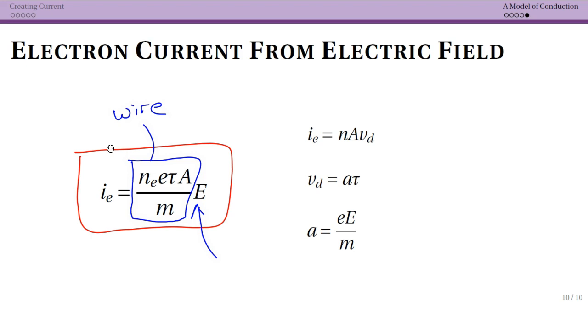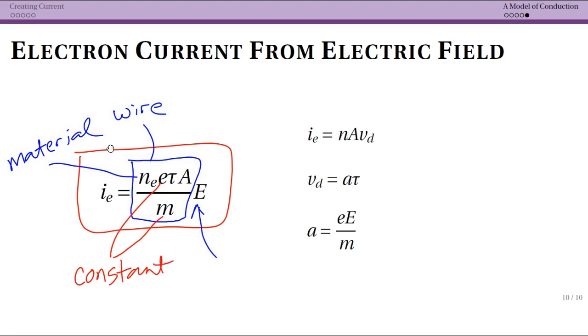This number density of electrons is going to be due to the material. We then have the charge of the electron and the mass of the electron, which are just constants. These are true no matter what. And then the tau here is the average time between collisions. That's largely due to the material, though you do have things like temperature dependencies as well. And then we have the area, which is due to the specific wire.